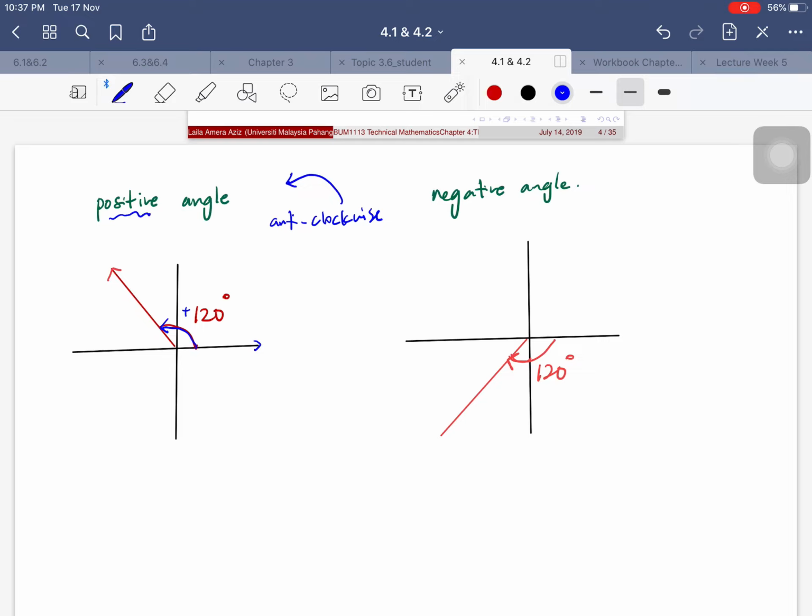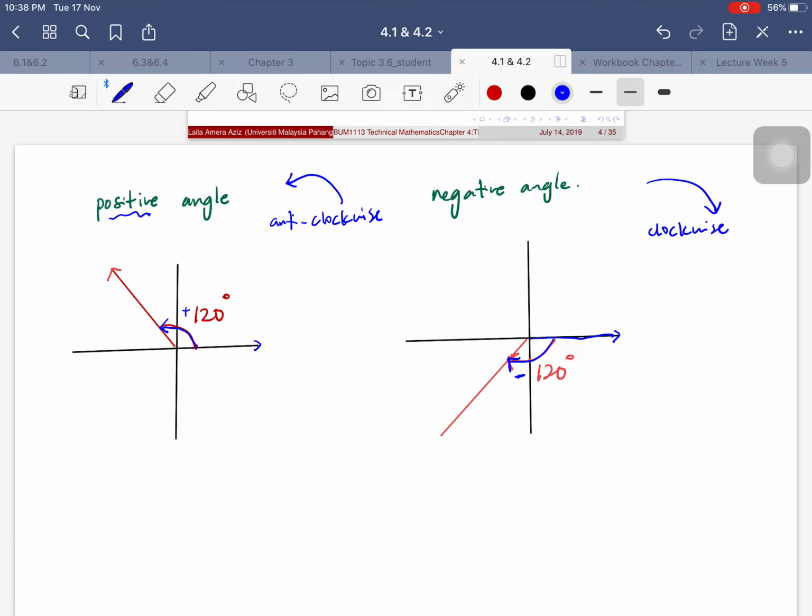Okay, and the opposite idea applies for a negative angle. This line over here is still our origin, where we start, but when we go in the clock direction, which is called clockwise, your angle is going to be a negative value. This is 120, that's the magnitude of the angle, but it is actually a value of negative 120 degrees. That is the difference between positive and negative angles.